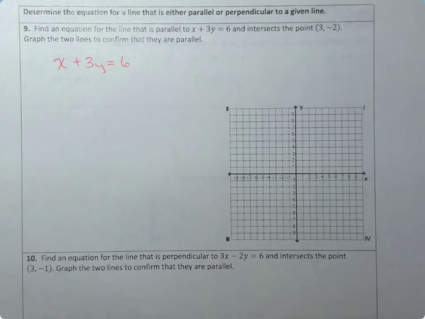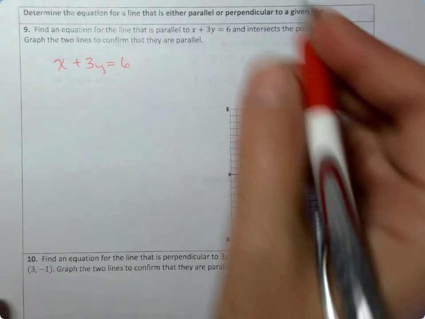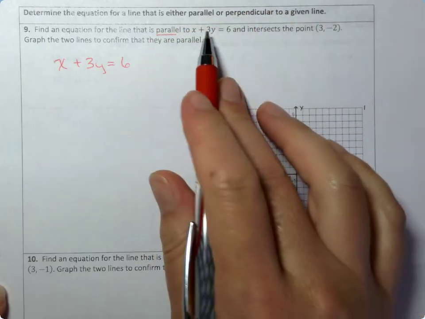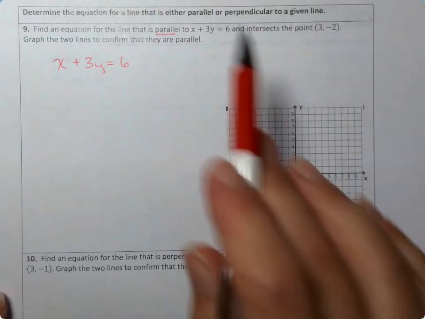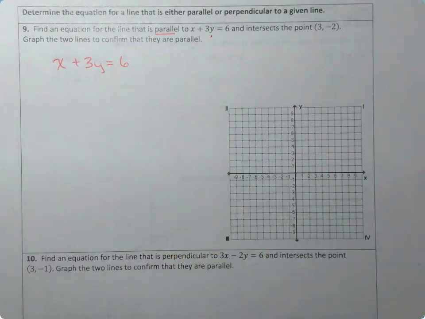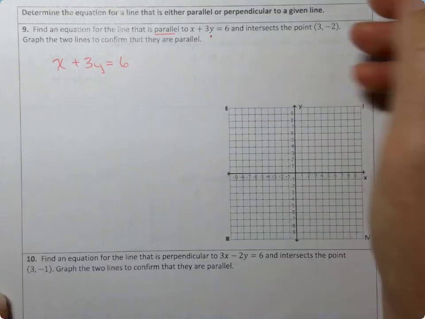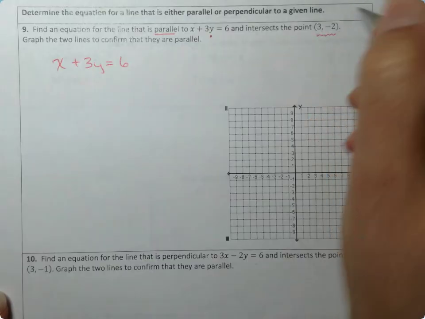We could graph it. But if I want to create a line that's parallel to it, I have to know more information. Any line that's parallel is going to have the same slope, right? But aren't there infinite lines that would be parallel to this? Like I could draw this line, and as long as it has the same slope, it's parallel. This is your anchor point. So let's go ahead and take a minute.